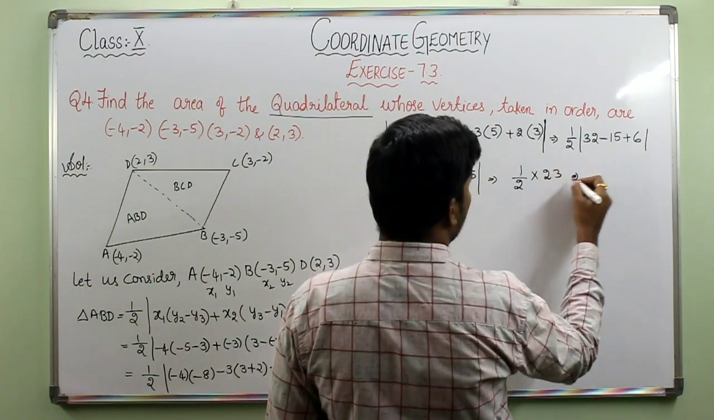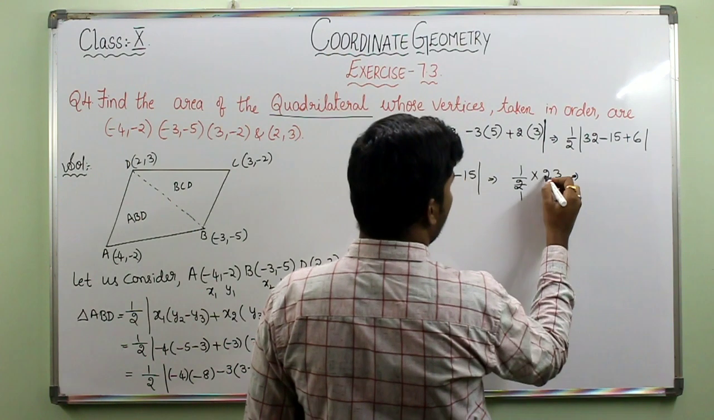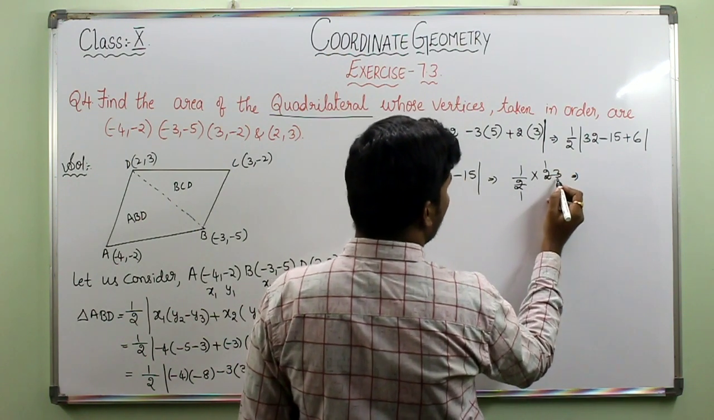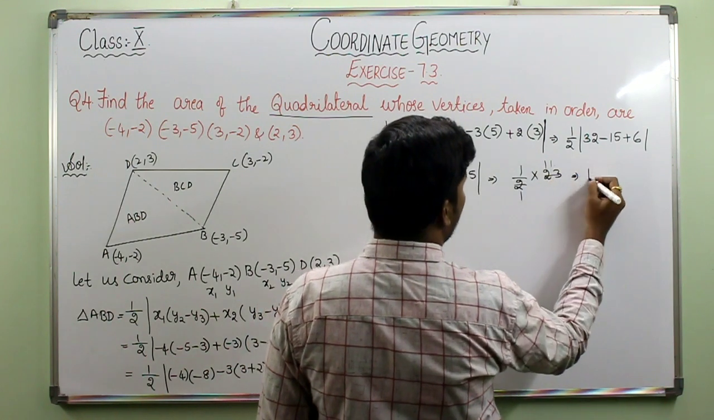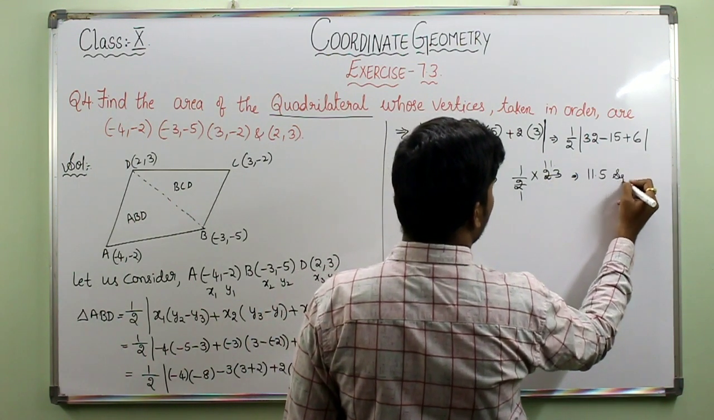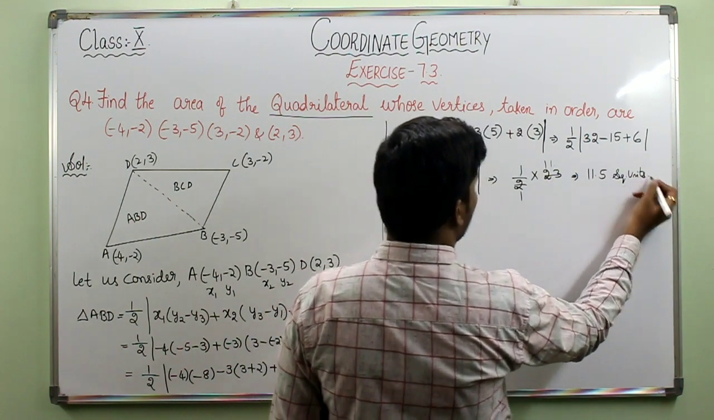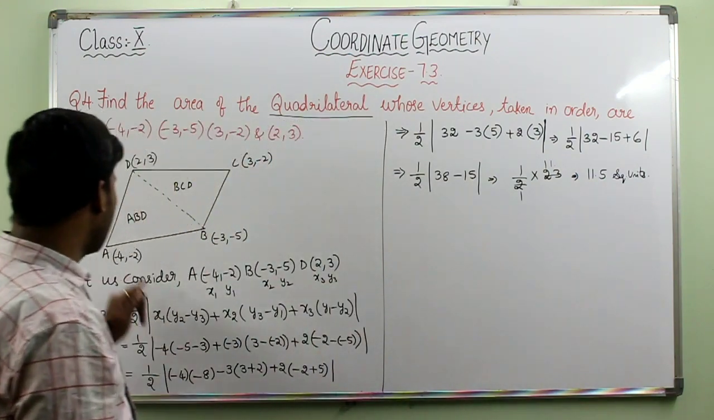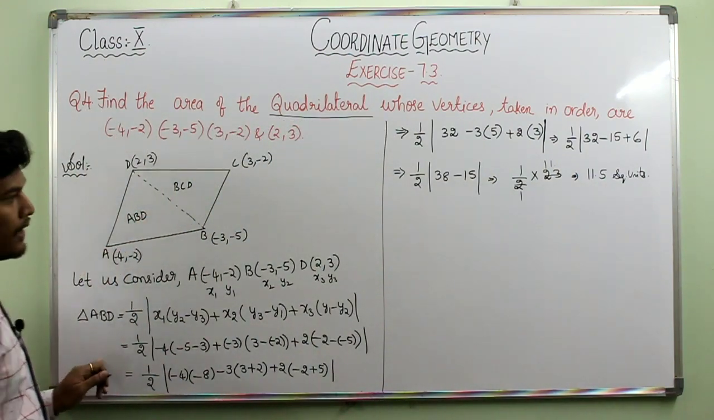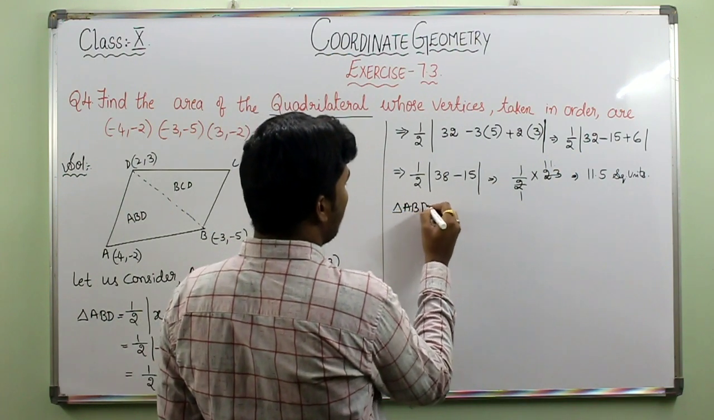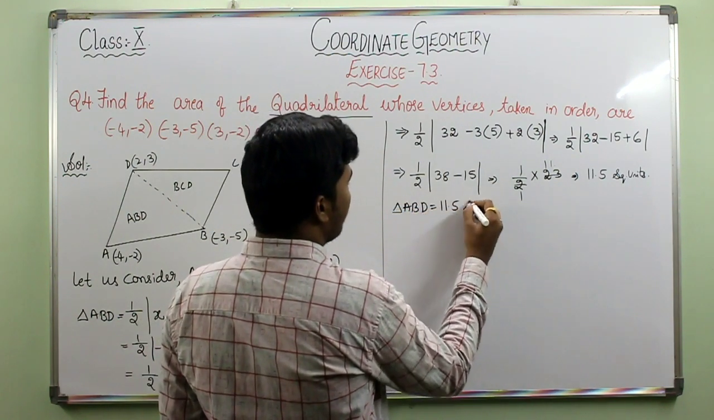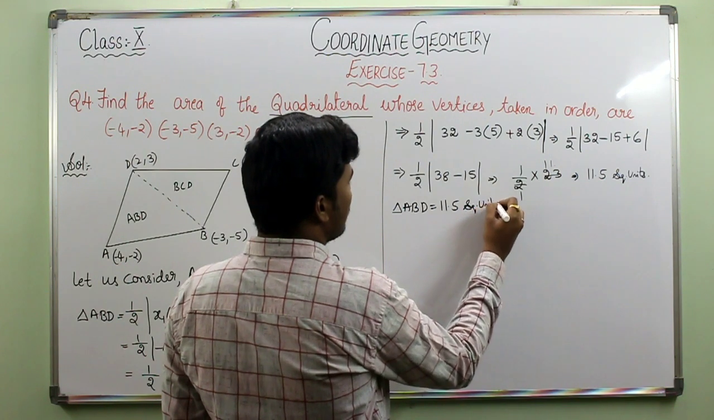So 23 by 2, which is nothing but 11.5 square units. Okay, so therefore we got the area of ABD as 11.5 square units. Area of ABD is equal to 11.5 square units.